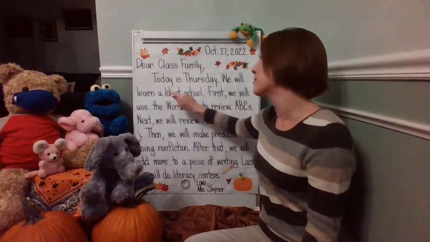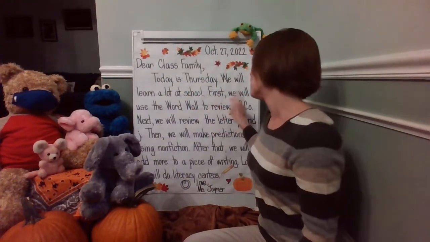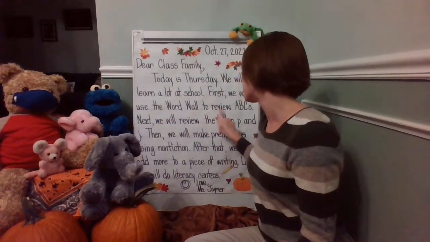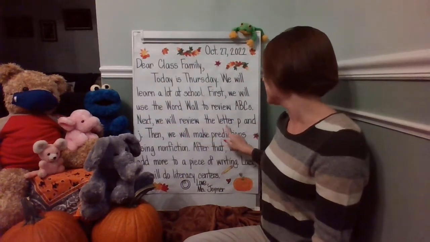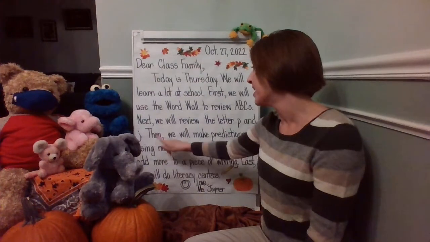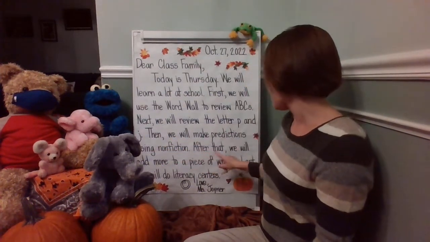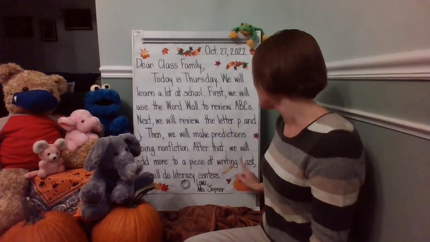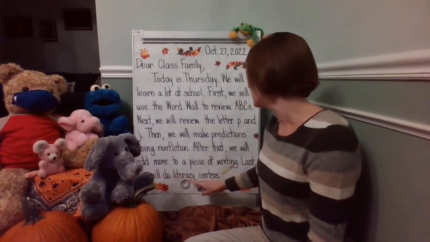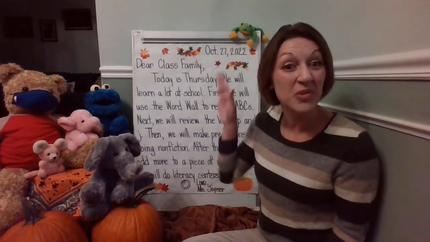Dear class family, today is Thursday. We will learn a lot at school. First, we will use the word wall to review ABCs. Next, we will review the letter P and J. Then, we will make predictions using nonfiction. After that, we will add more to a piece of writing. Last, we will do literacy centers. Love, Miss Joyner.